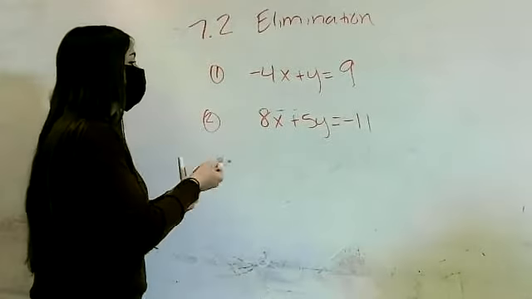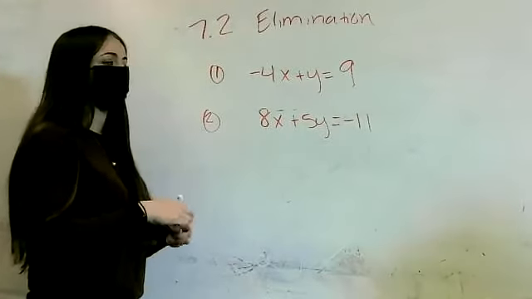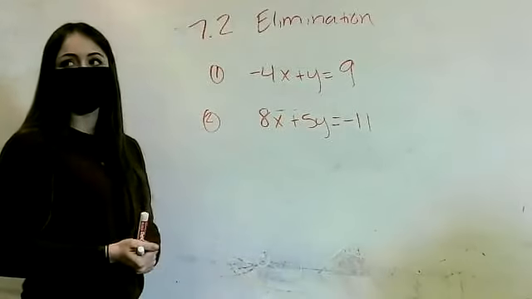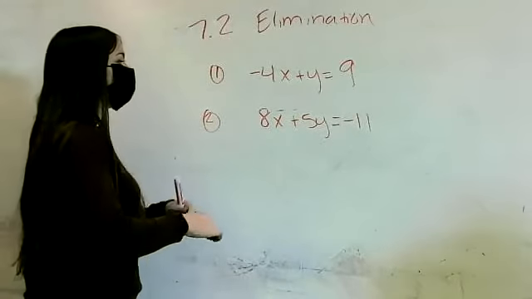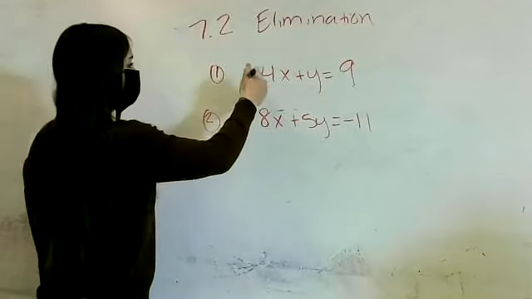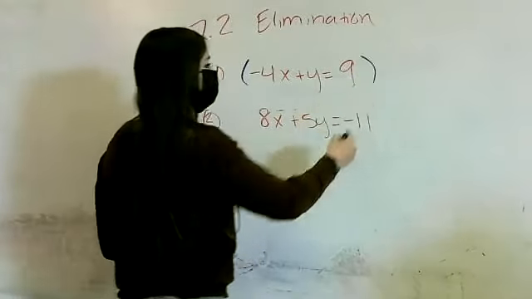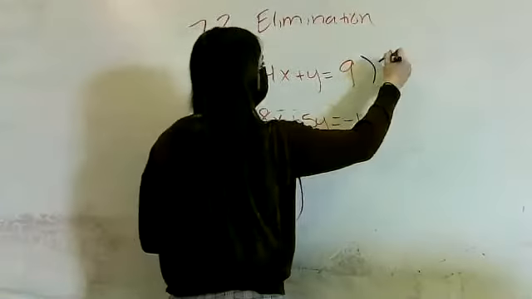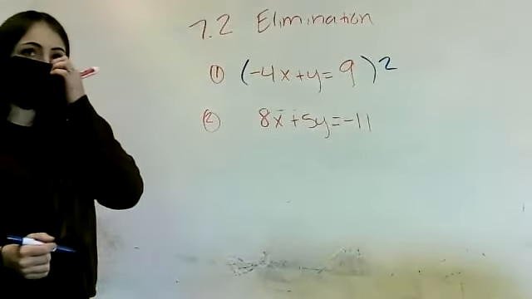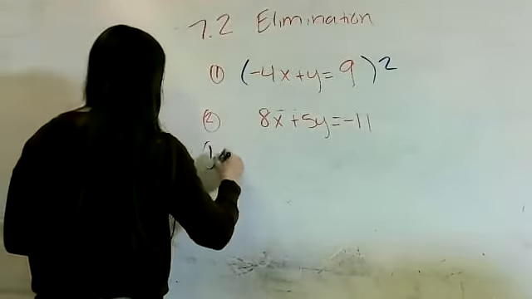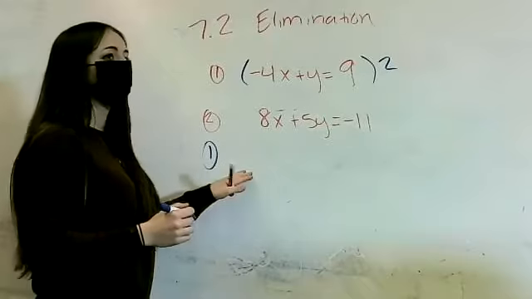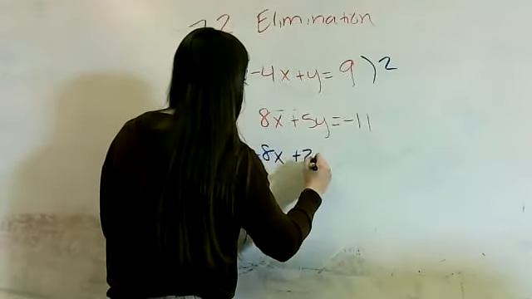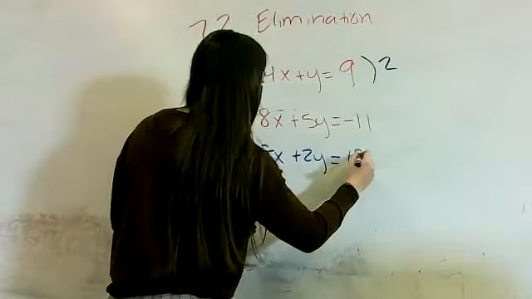So in my case, and there's so many ways you can do this, you could do it to cancel out your y's instead to make them both 5y, negative 5y. I am going to focus in on my x's, and I want to make these both 8x's, one positive, one negative. To do that, I'm going to multiply my equation 1 by 2. So everything in that gets multiplied by 2. I got my new equation 1, that is negative 8x plus 2y equals 18.